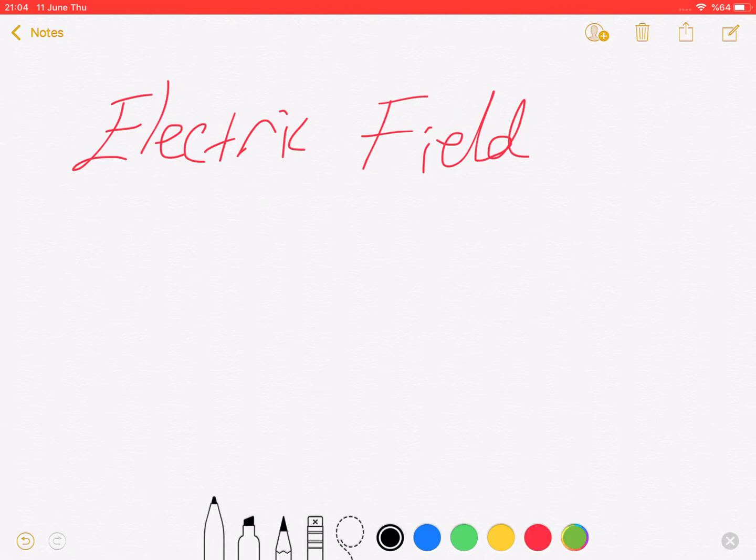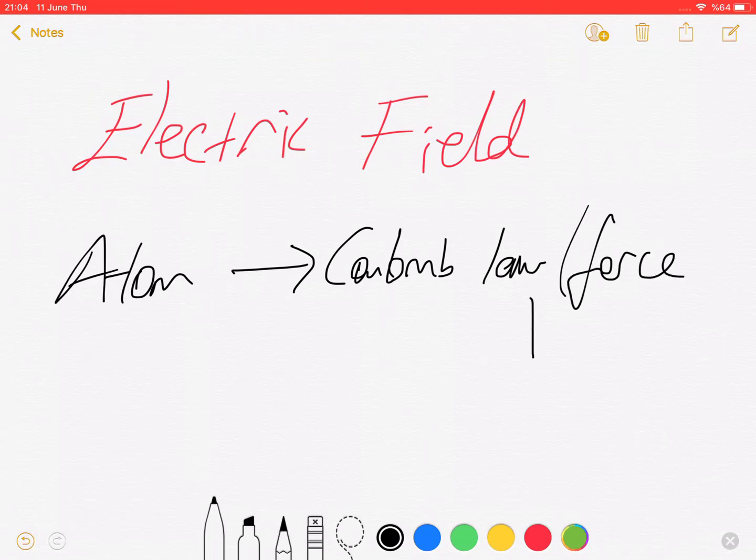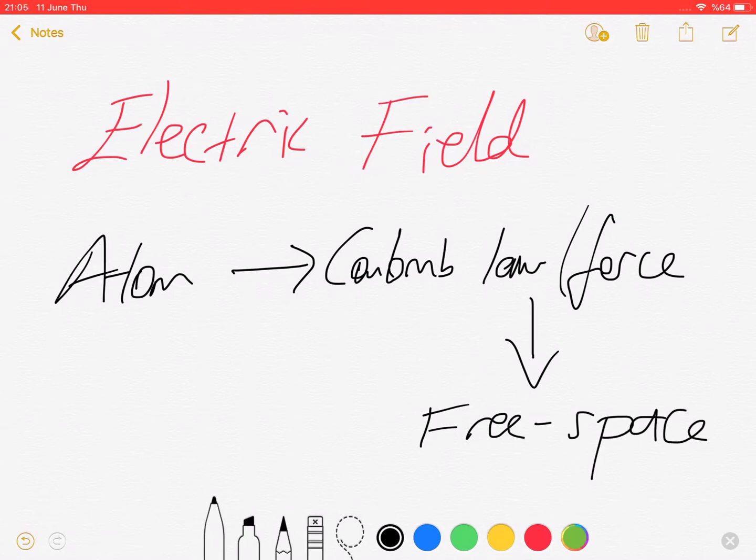We start with the atom. My first video is atom. Then we discuss the Coulomb law. Force. We refer in this part to free space, vacuum, which is a good way of thinking. What is going on in the question? What is going on in the hypothetical world? What is going on in the science? Because in this hypothetical world, in this free space, we can think whatever we want. So now we are coming into the electric field.